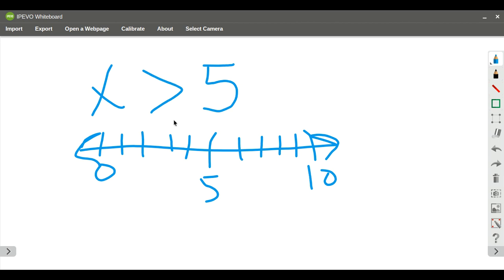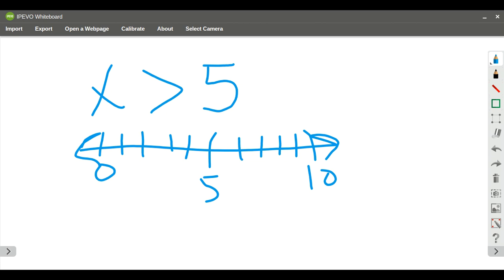Now, yesterday I told you guys that you always wanted to write the variable on the left side of the inequality. Here's why. When the variable is on the left side, the inequality symbol is going to point to the direction of the arrow that you're going to draw.